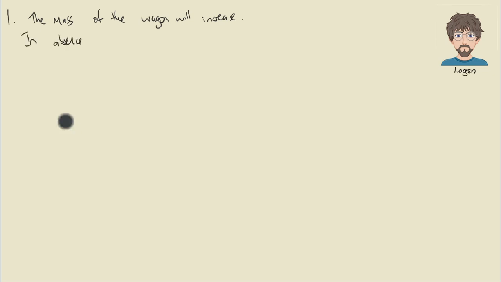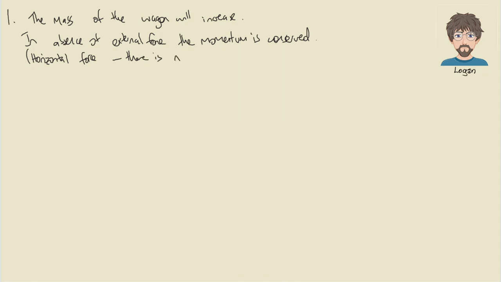In the absence of external force, the momentum is conserved. Okay, so here we're talking about horizontal force, right? Any vertical force from the raindrops is being resisted by the ground, so there is no net vertical force and no horizontal force, because the rain's falling vertically. So P is constant.